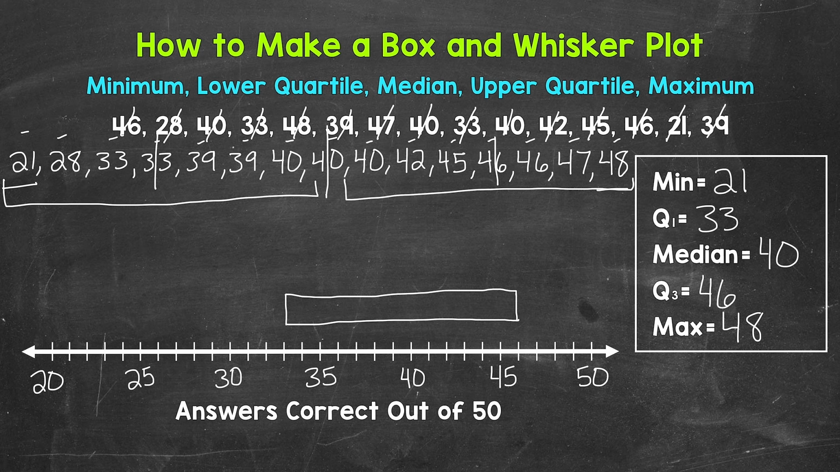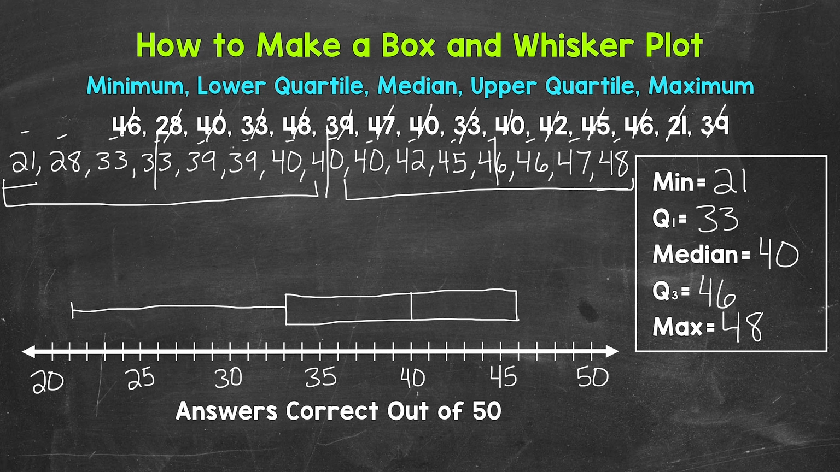Then inside the box, we have the median or second quartile. So that's going to be 40. So let's draw a line here at 40 to represent the median. And then lastly, we have the whiskers, which extend to the minimum and to the maximum. Let's do the minimum first, which is 21. So let's make a mark at 21 and then extend the whisker out to 21. So again, that's the minimum.